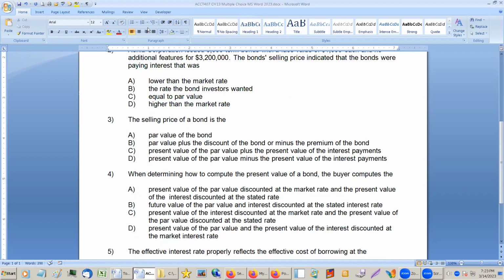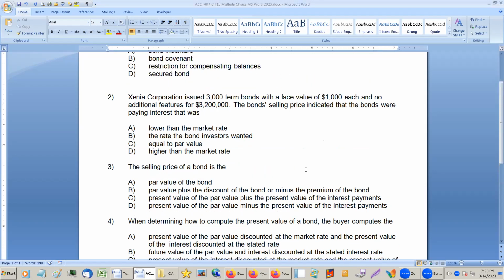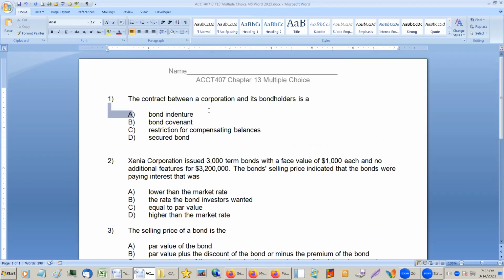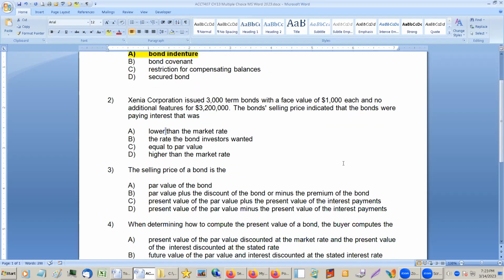Okay, looks like I've already answered. Let's share the results. One, yep, indenture agreement, or bond indenture, I can say. Okay. Bond selling price indicates they were paying higher than the market rate. That is right. Good. 2 for 2.